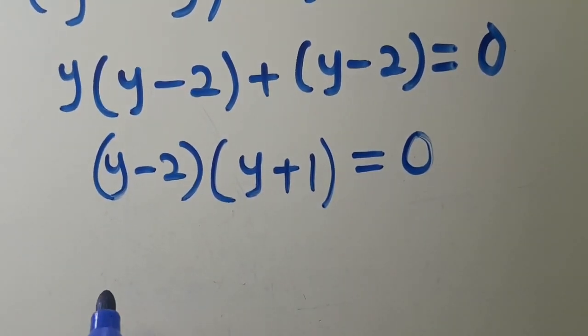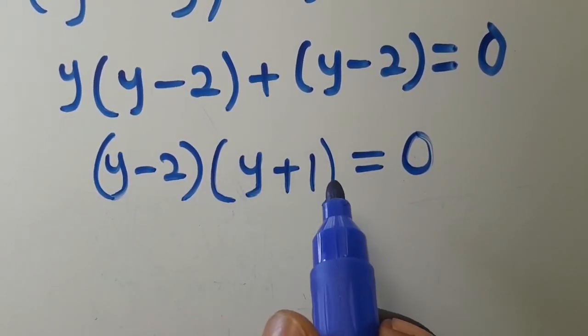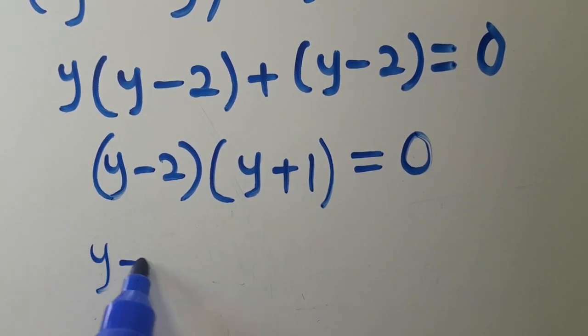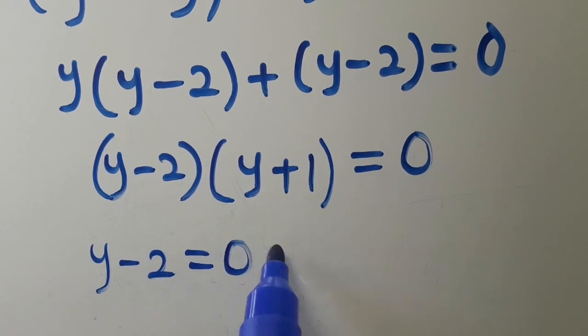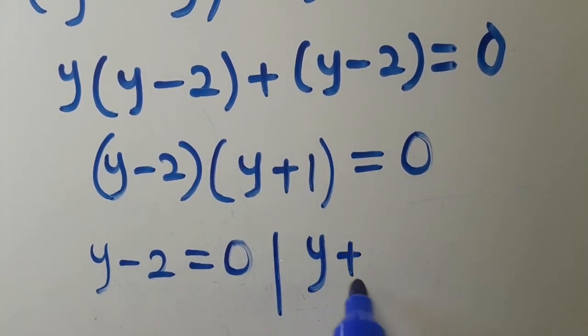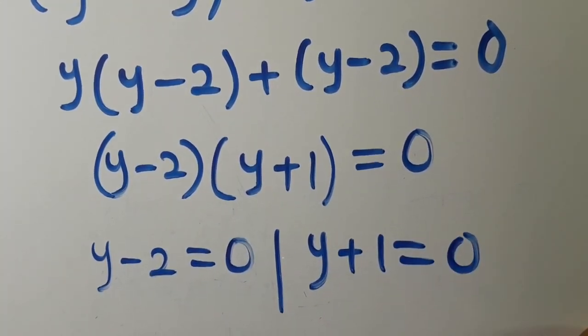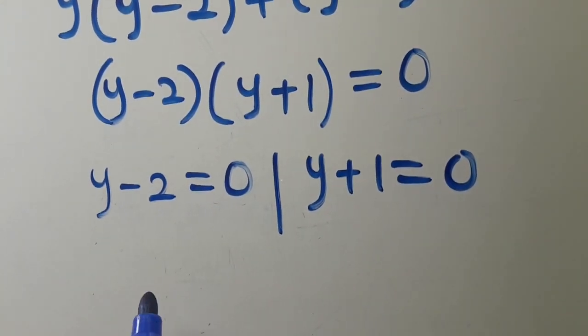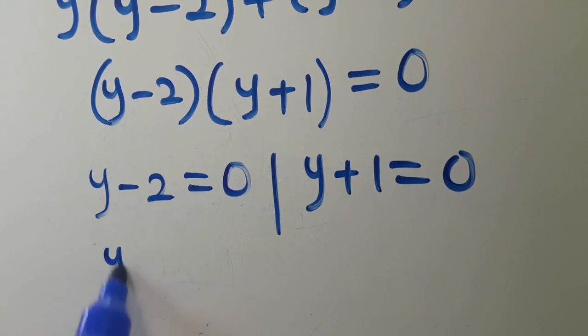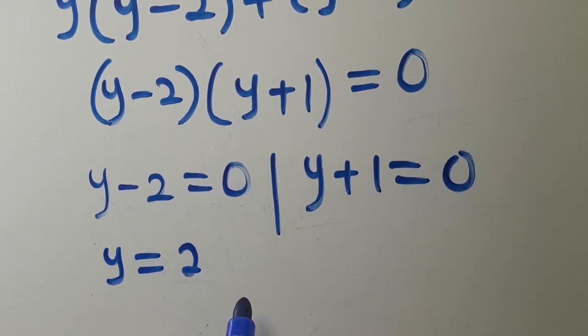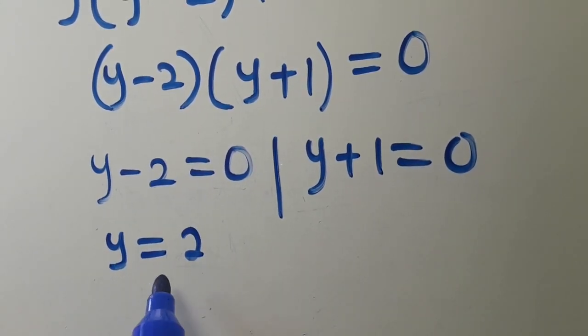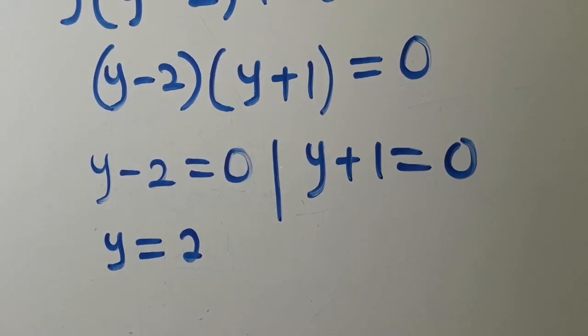Now, it is obvious that for this expression to be equal to 0, either we have y minus 2 equals 0, or we have y plus 1 equals 0. Now, what are we trying to say here? That from here, we have our y equals 2. Then let's go along with this first and see what will happen.